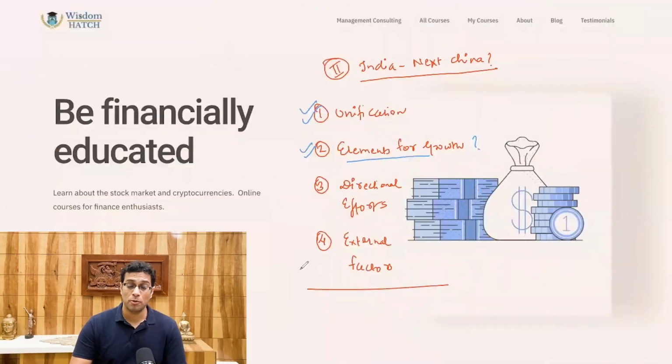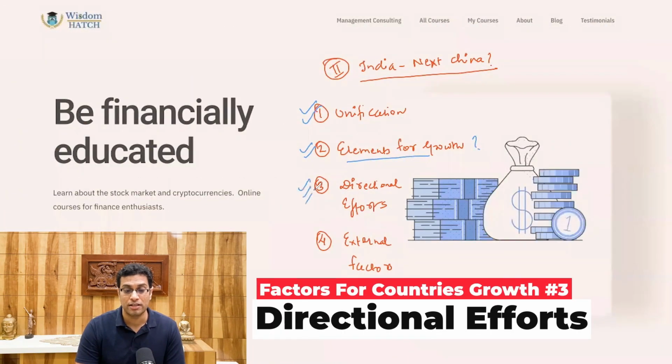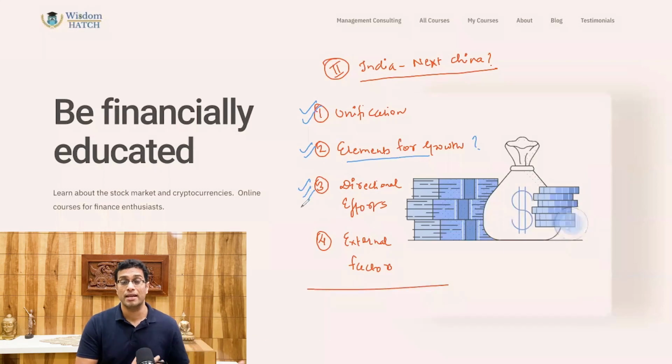Now comes the third point: do we have directional efforts? For example, Mr. Deng was able to make a directional effort in China and lead China with a vision. Now ask yourself a simple question. Why did India start lagging behind in the race with China? Till the 1980s, both the countries were on the same page. Why did China grow and India did not?